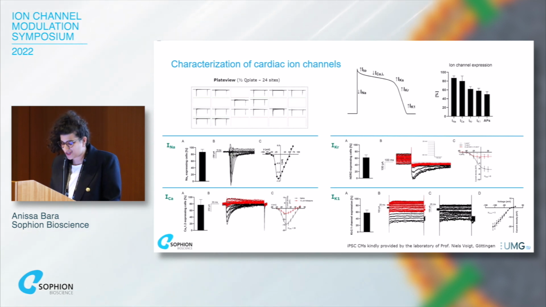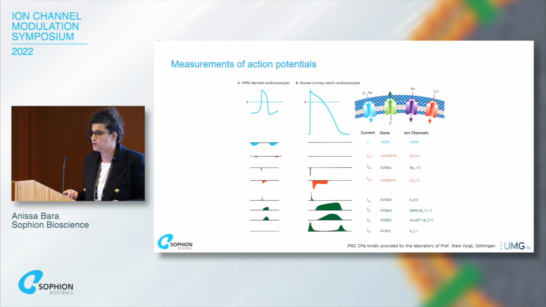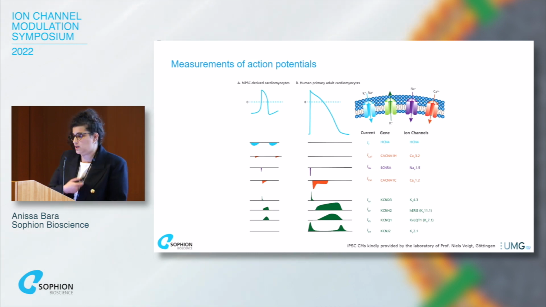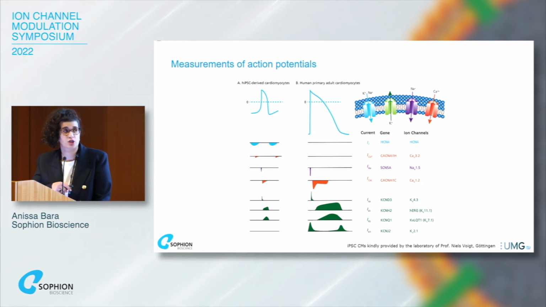So the second proof of concept that I would like to present to you today is that we are able to measure action potentials in those iPSC cardiomyocytes. The measurement of action potentials in those iPSCs is of large interest because of disease modeling, and also cardiac safety and drug screening. And it is challenging because we know that iPSC-derived cardiomyocytes are immature compared to primary cardiomyocytes.